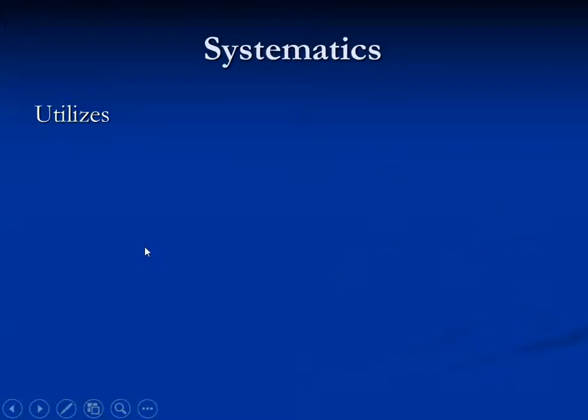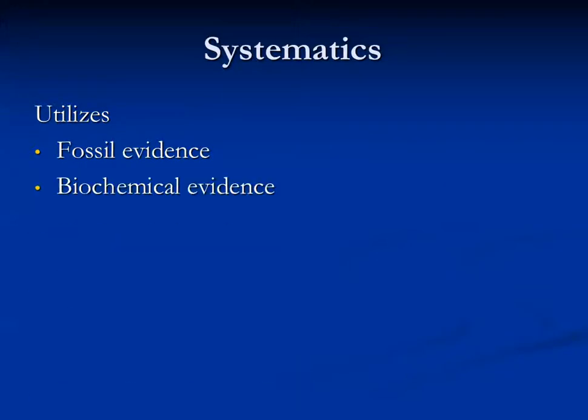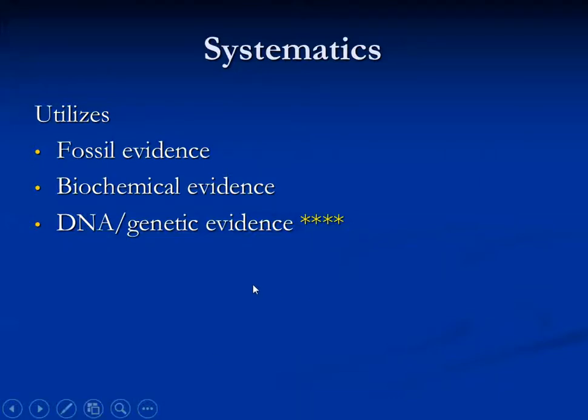Now, modern systematics, modern classification includes utilizing fossil evidence and biochemical evidence. But the gold standard, of course, is DNA evidence, because obviously if you're looking at evolutionary relationships, the DNA would be the most important piece of evidence. Sometimes hard to get, but nevertheless very important.